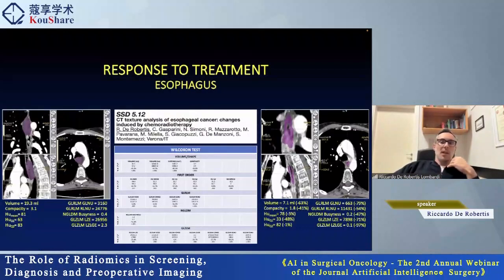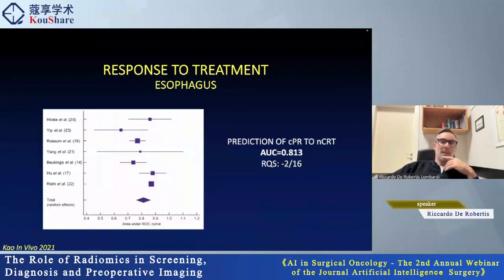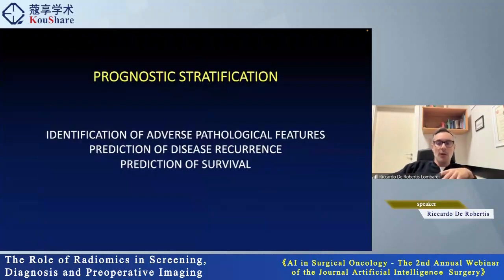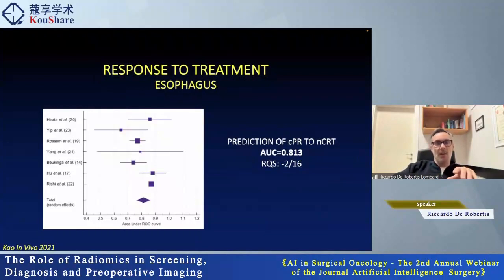This is another study that we conducted on the esophagus and on esophageal cancer. We tried to evaluate which changes happen after chemoradiotherapy in these patients. And we found several parameters that are modified by neoadjuvant chemoradiotherapy that could be used to predict the response to treatment. And the results of this meta-analysis confirm our results, because these data suggest the potential usefulness of radiomics to predict complete pathological response after neoadjuvant chemoradiotherapy in esophageal cancer with quite high sensitivity and specificity, and an area under the curve of 81.3%, even though the radiomics quality score is highly variable.